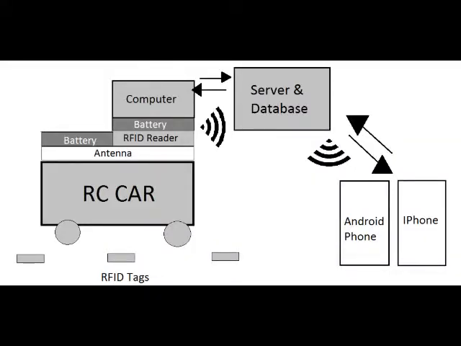After the information is received by the computer, the data is transmitted via Wi-Fi to the server. The server then stores this information into a database. By querying the database using the ID numbers of the tags and RC car, information about the car's location can be procured. This information can be accessed through a web application or smartphone applications.